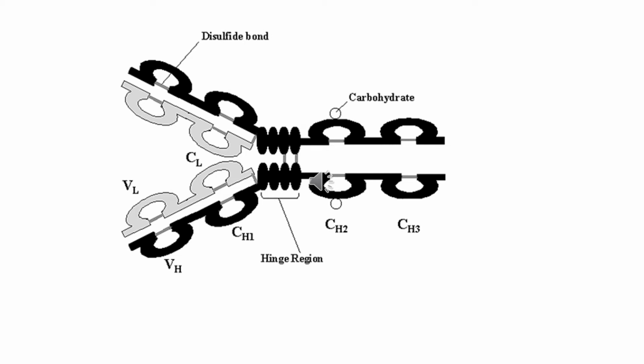Another structure within the molecule is the hinge region, the region at which the arms of the antibody molecule form a Y structure. It is called the hinge region, and this provides some flexibility of the molecule at this point. It is a joint-like structure.